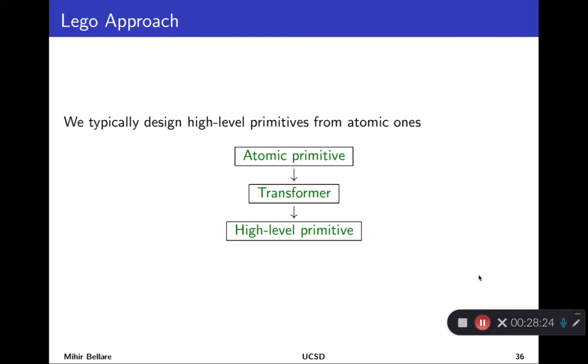And you can see this as a process of transformation. Start with an atomic primitive and then in some way turn it into a higher level one. The transform process could be sometimes very simple, sometimes more complicated. But more generally, crypto is built in this sort of Lego approach. You take little building blocks, these atomic primitives. Sometimes you use multiple primitives and you put them together and you get the end goal in which you're interested.